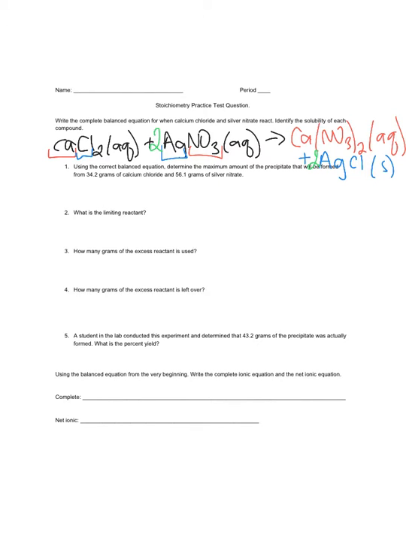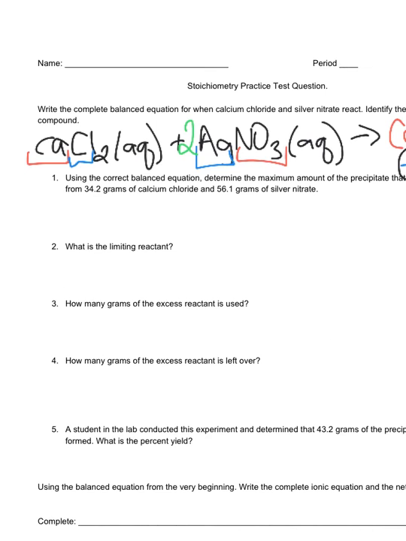Now, this first question. Using the correct balanced equation, determine the maximum amount of the precipitate that will be formed, which means I'm looking for this. This is my unknown. From 34 grams of calcium chloride and 56.1 grams of silver nitrate. Okay, I just zoomed in a little bit. So I'm going to take my first given and I'm going to solve it. I'm not going to show out all my work because there's not a whole lot of space.